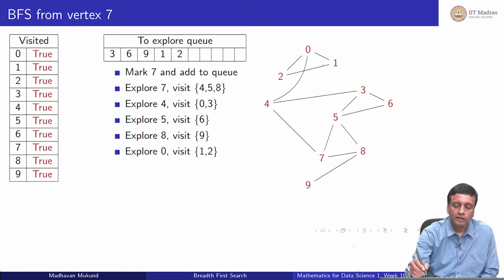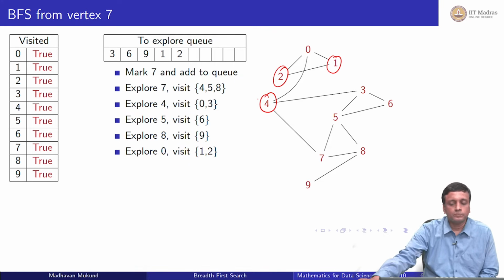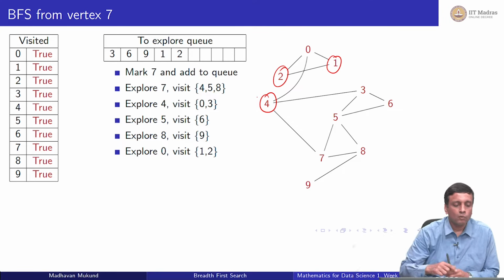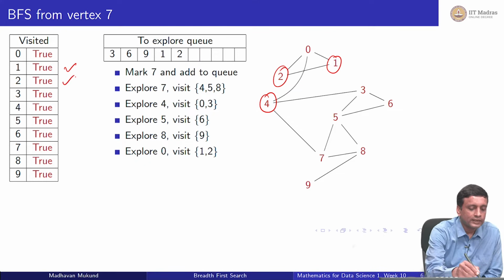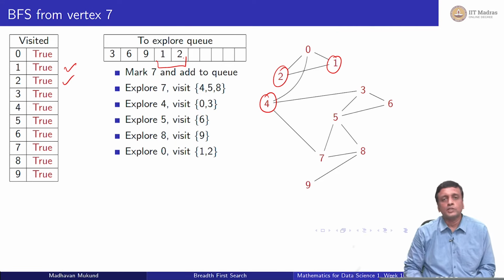So 0 has 3 neighbors 1, 2 and 4, but 4 was already visited earlier. In fact 4 is where we came to 0 from in some sense. Right? So we now mark 1 and 2. So now you can see actually that everything has been marked, right? And 1 and 2 get into the queue. So at this point, in principle, everything has been marked and you could stop.